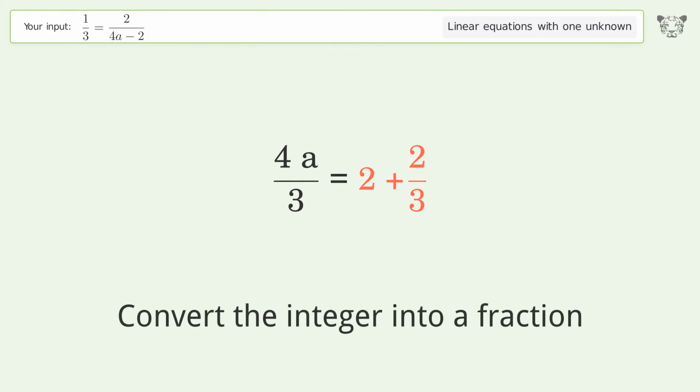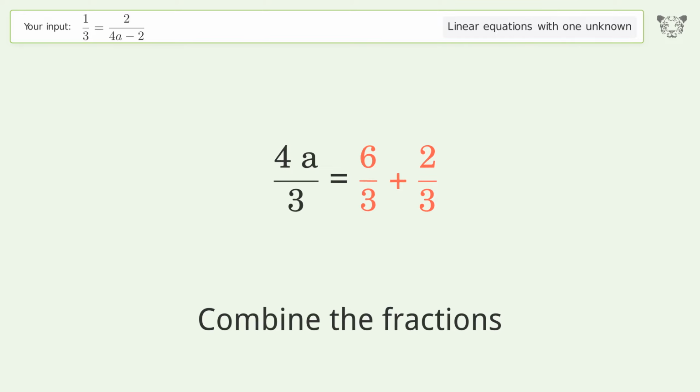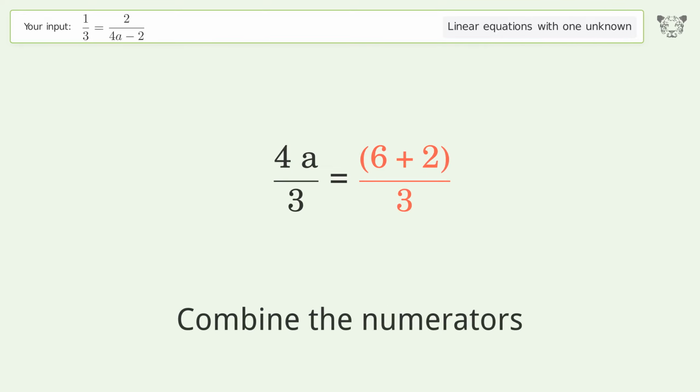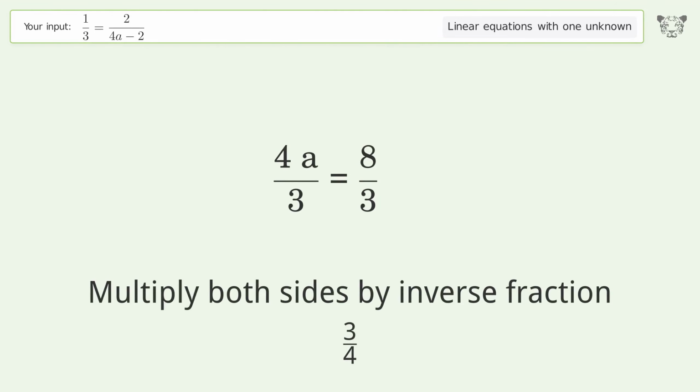Convert the integer into a fraction. Combine the fractions. Combine the numerators. Isolate the a. Multiply both sides by inverse fraction 3/4.